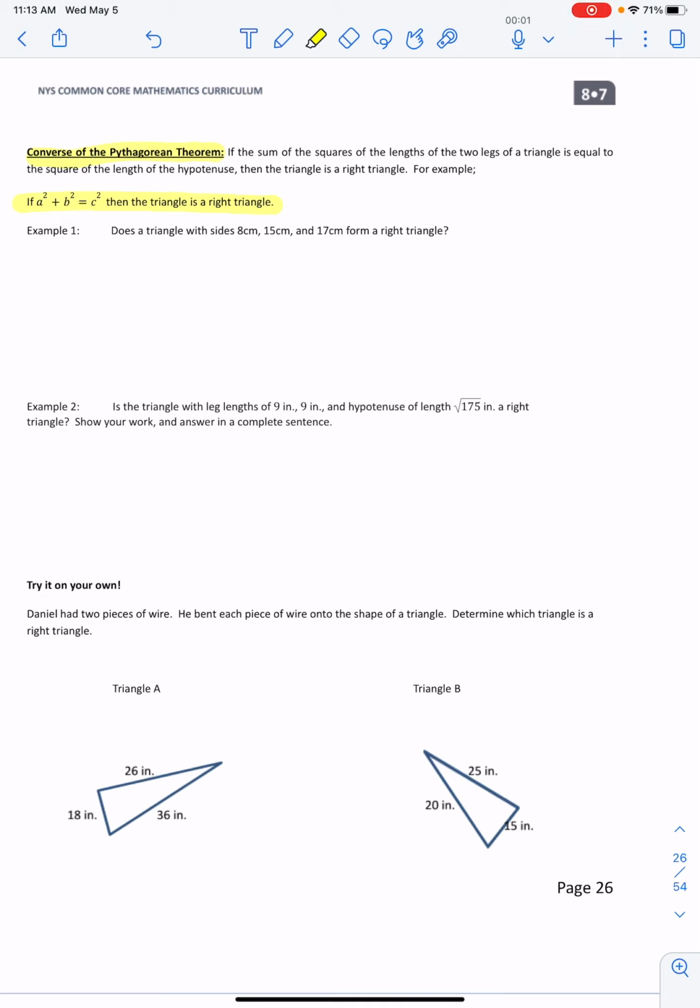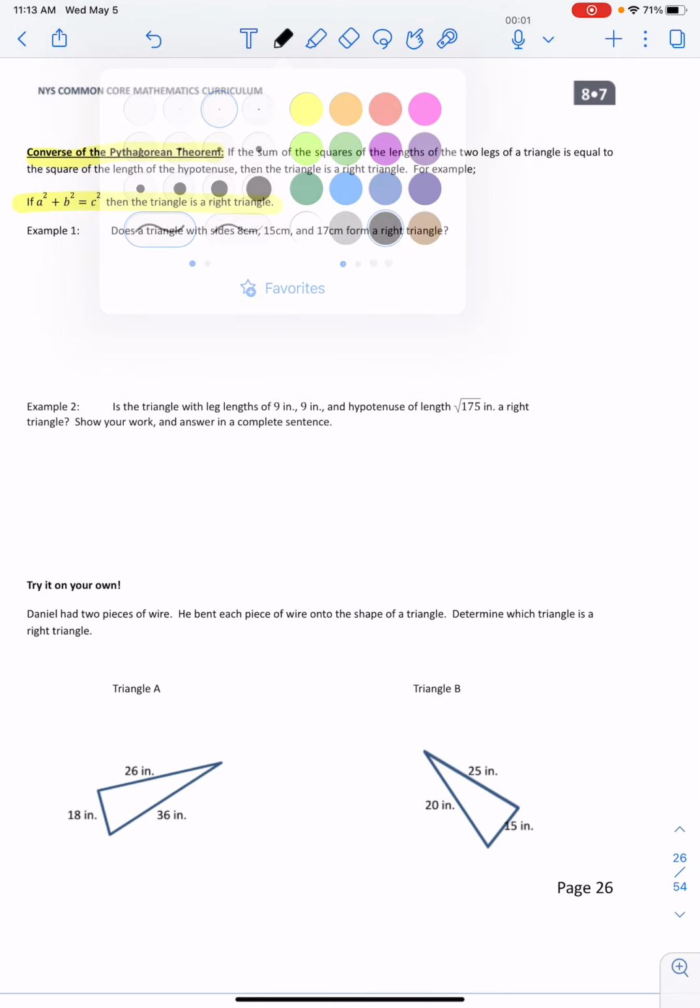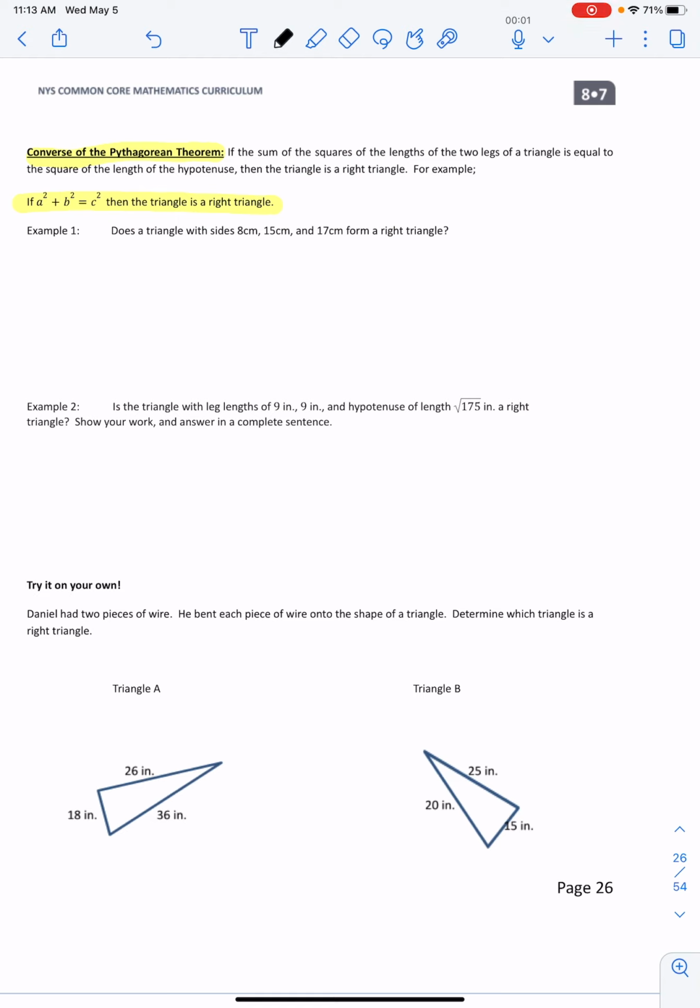In other words, you're proving it, okay? If the sides are equal, it is a right triangle. If one side does not equal the other, it's not a right triangle. So here we are going to find that out. Just because it's a triangle doesn't mean it's a right triangle.